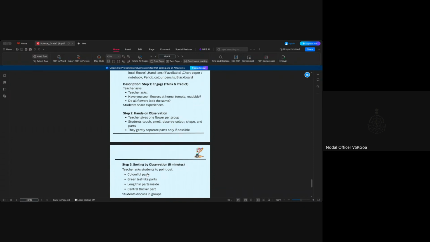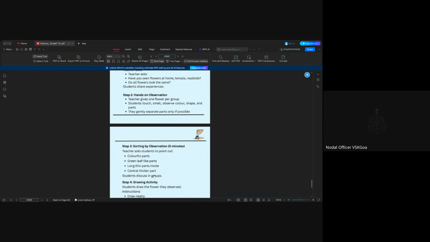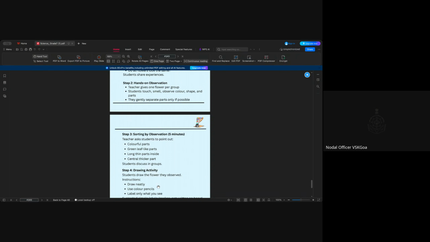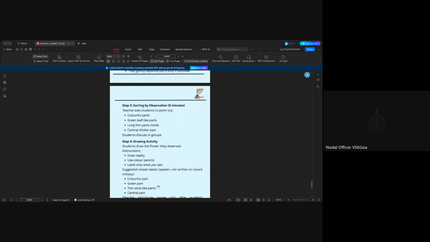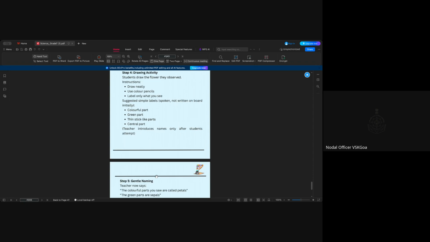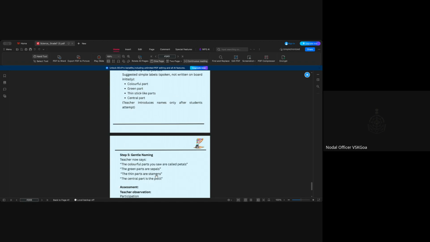Then the teacher will ask questions and tell them to point out the circular part, the green leaf-like part, the long thin part inside, the central thicker part, and the students will try to dissect it and show it to the teacher. At this particular time, don't directly tell them the names. That will be the last part. In step 4, they are just going to draw that particular part. Your role is to tell them what these particular parts are.